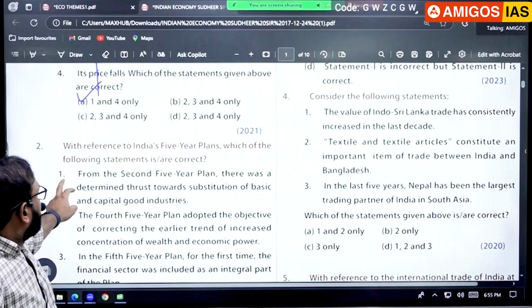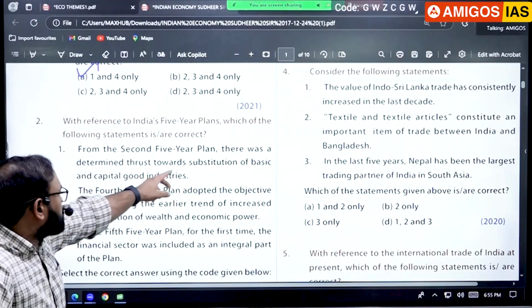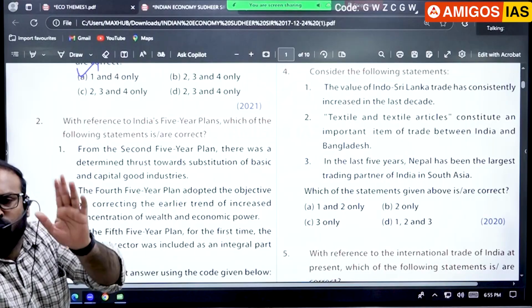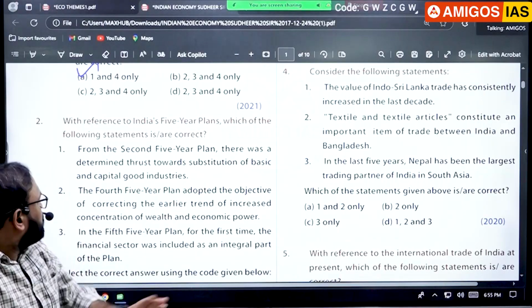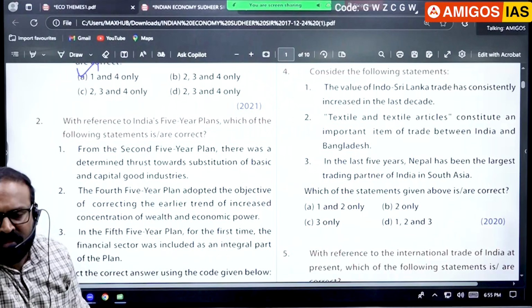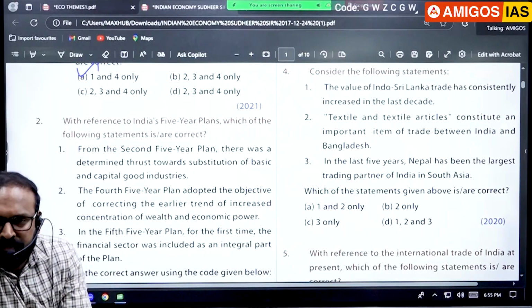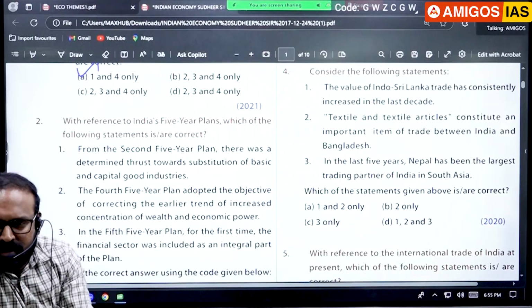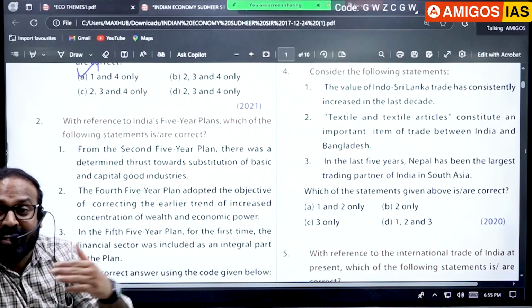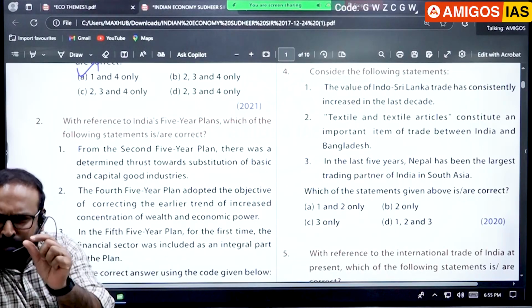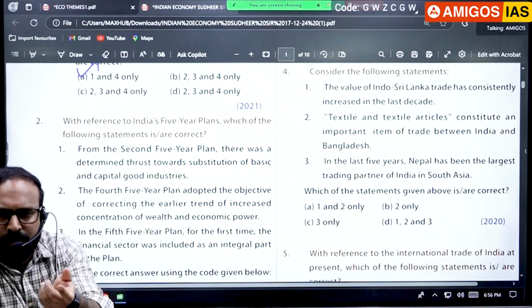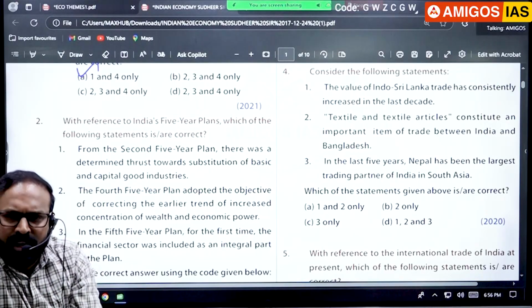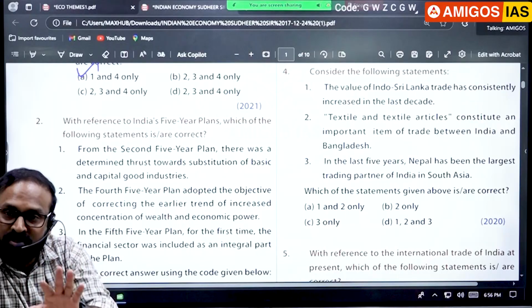From second 5-year plan, there was a determined thrust towards substitution of basic and capital good industries in India. We don't know. But how to understand this statement? It says second 5-year plan. What is the experience of first 5-year plan? Agriculture was given priority. As a result, what happened to your current account deficit? Increased predominantly. Why? Basic machinery goods you started importing. గుండు సూది కూడా ఇంపోర్ట్ చేసుకున్నాం మనం. Why? Focus is not on manufacturing, focus is on agriculture.